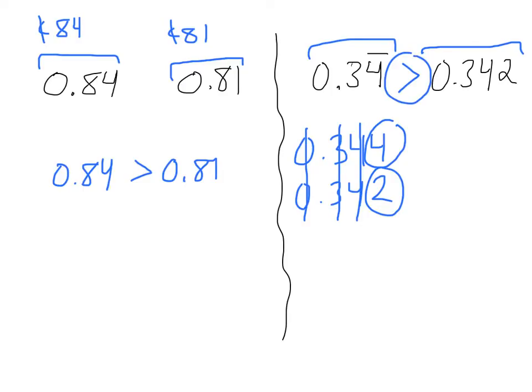I could have done that with 0.84 and 0.81. If I line them up, I'm looking for the place value that helps me determine which one's greater. They both have 8 in the tenths place. The 4 is bigger than the 1, so that's what gave me 0.84 being greater.